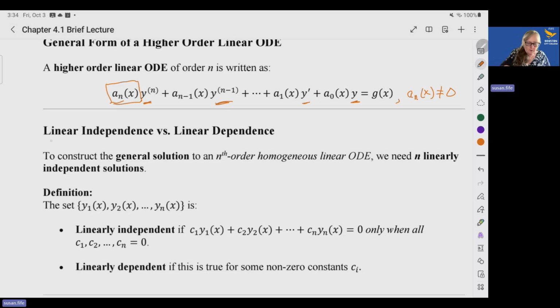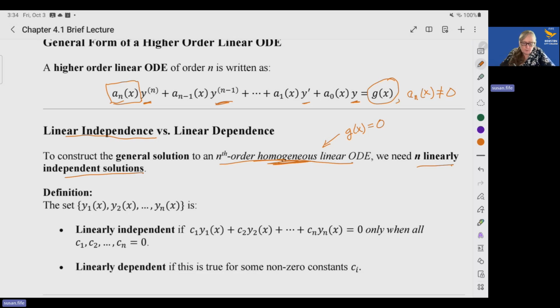So we're going to talk about linear independence. We need n linearly independent solutions to an nth order homogeneous linear ODE. An equation is homogeneous if this g of x is equal to 0.